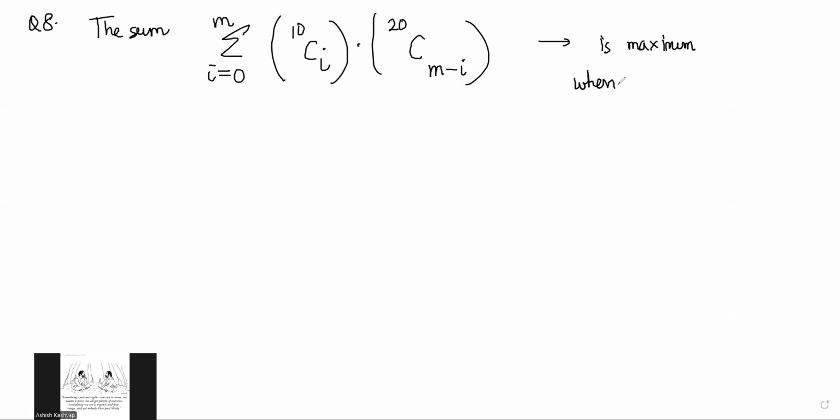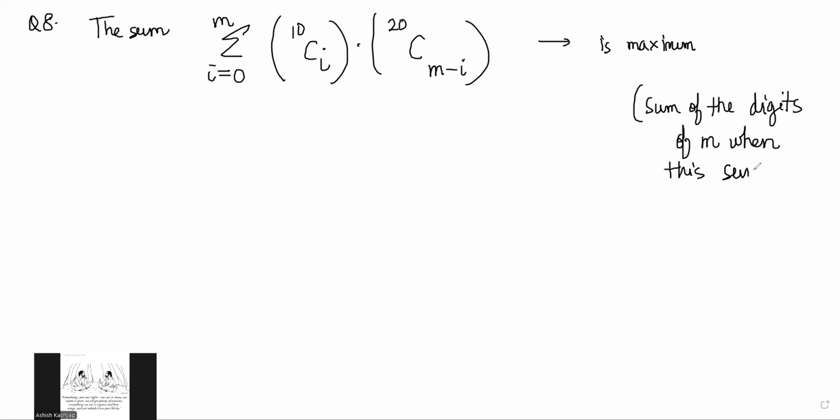when m is the, basically we have to find when the sum is going to be maximum, and we have to find the sum of the digits of m when this sum takes its maximum value.